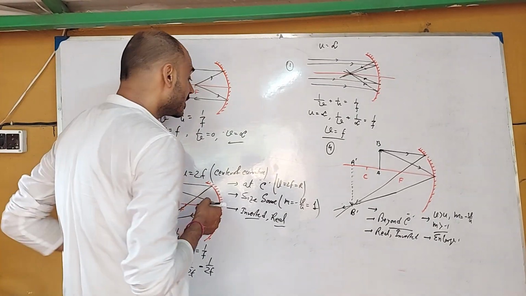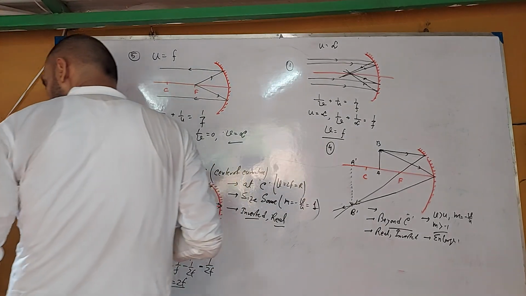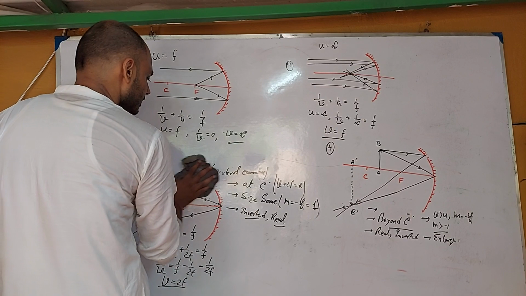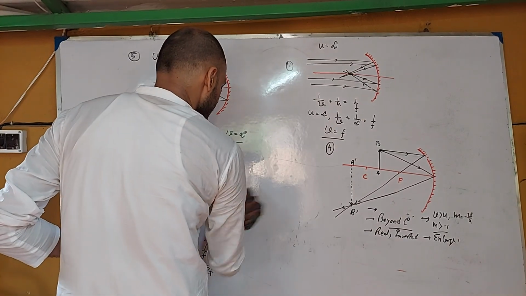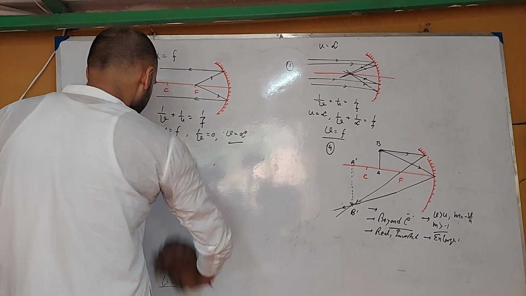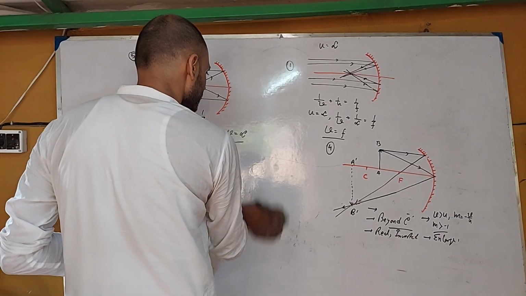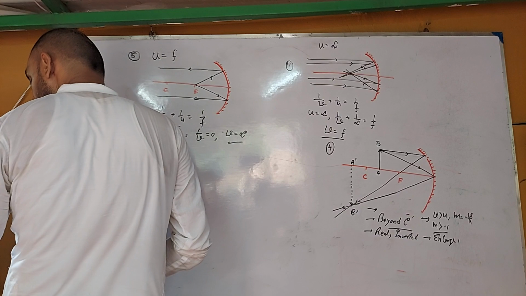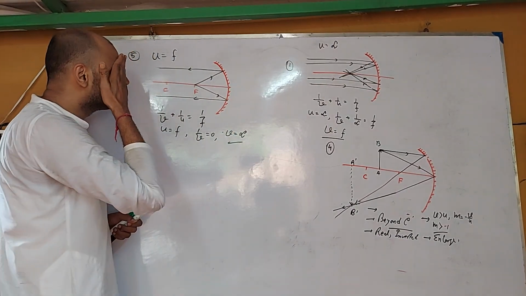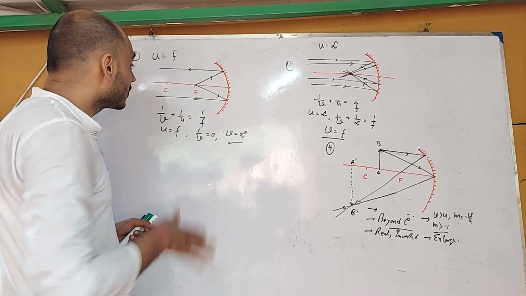So if the position of the image is at infinity, then the magnification of the image is very large. The magnification of the image is very large at infinity, because m is equal to v by u, and it is also real. Okay. And it may be virtual for the convex mirror.